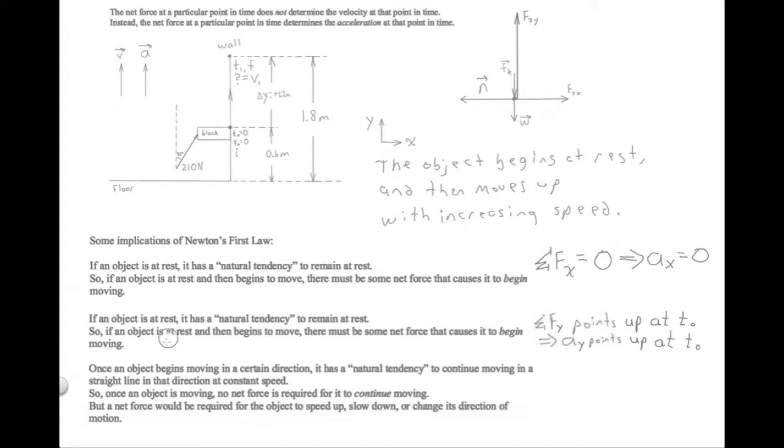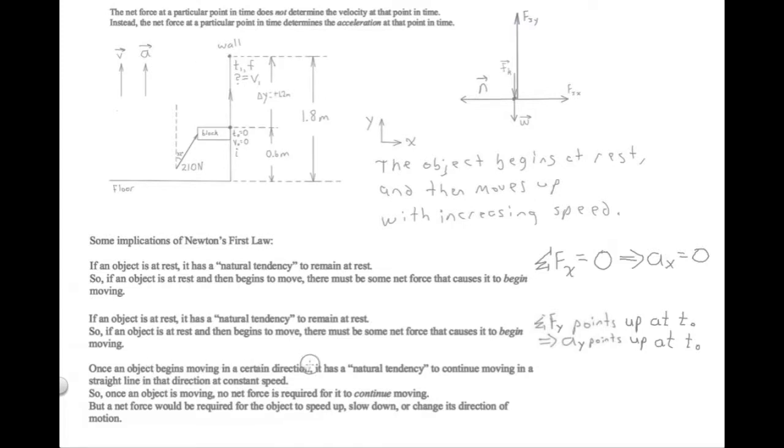So the object began at rest in the y component at time 0. Its natural tendency would be to remain at rest at time 0. But since the object actually began to move at time 0, there must have been some net force that caused it to begin moving. And that net force must be being created. There must be an upward net force at time 0 that's created because the upward pushing force is outmatching the downward weight force combined with the downward frictional force.